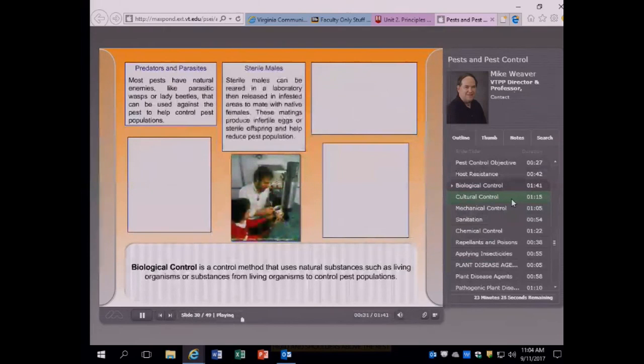Another control measure is the use of sterile males. Sterile males can be reared in a laboratory, then released in infested areas to mate with native females. These matings produce infertile eggs or sterile offspring and help reduce pest populations.